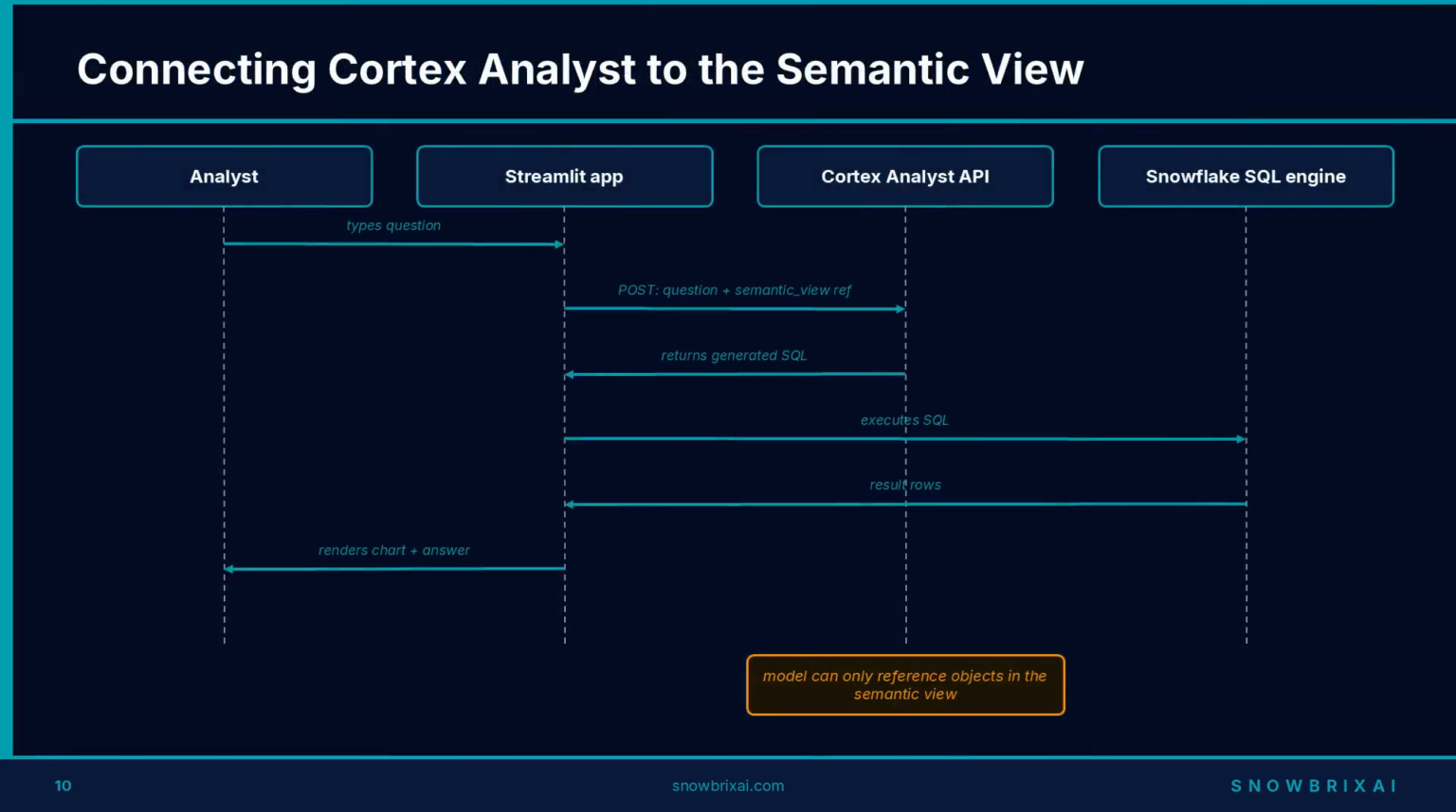Now connect Cortex Analyst to the view. Follow the lanes on screen. The analyst types a question into the Streamlit app. The app posts that question, plus a reference to the semantic view, to the Cortex Analyst API. Cortex sends back the generated SQL. The app runs that SQL on the Snowflake engine, gets result rows, and renders the chart and answer. Read the amber note: the model can only reference objects in the semantic view. It cannot wander outside what you defined. Inside Streamlit in Snowflake, you make this call with the session's own credentials.